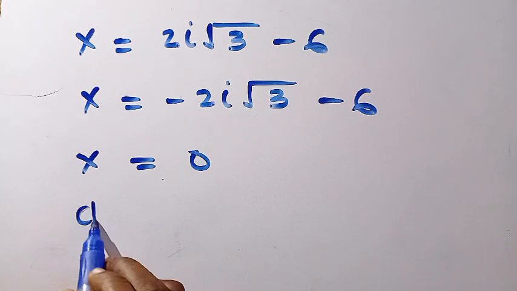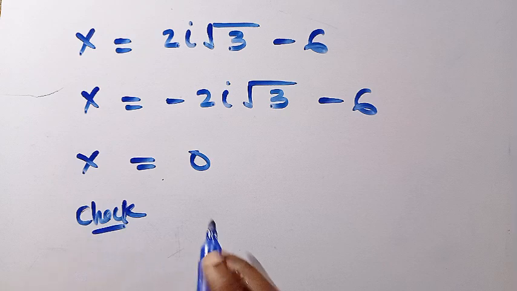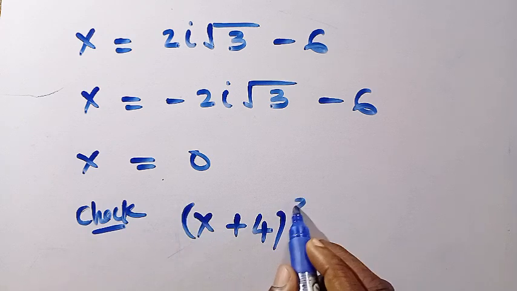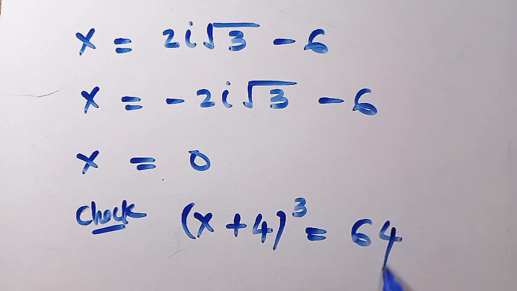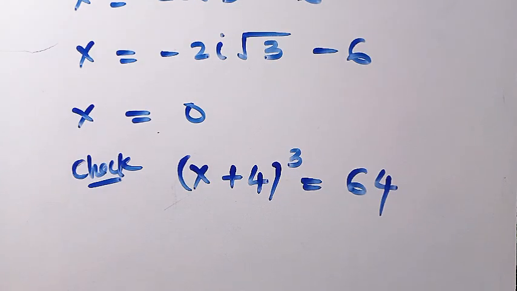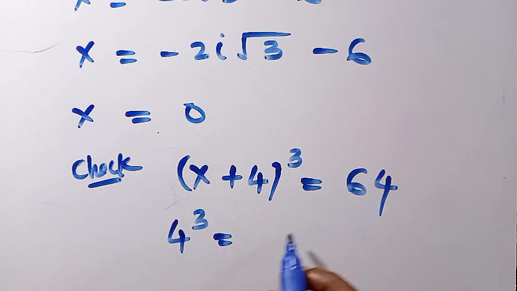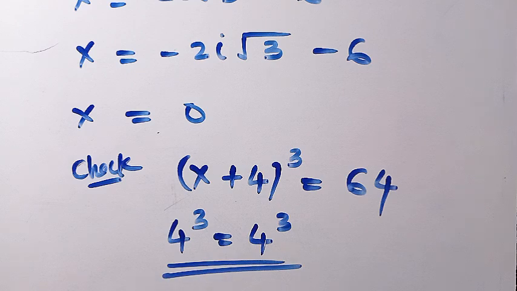So by check, since we have (x + 4)^3 = 64, if we substitute x = 0, we have 0 plus 4, that is 4^3, equals 64, which is also 4^3. The left hand side equals the right hand side.